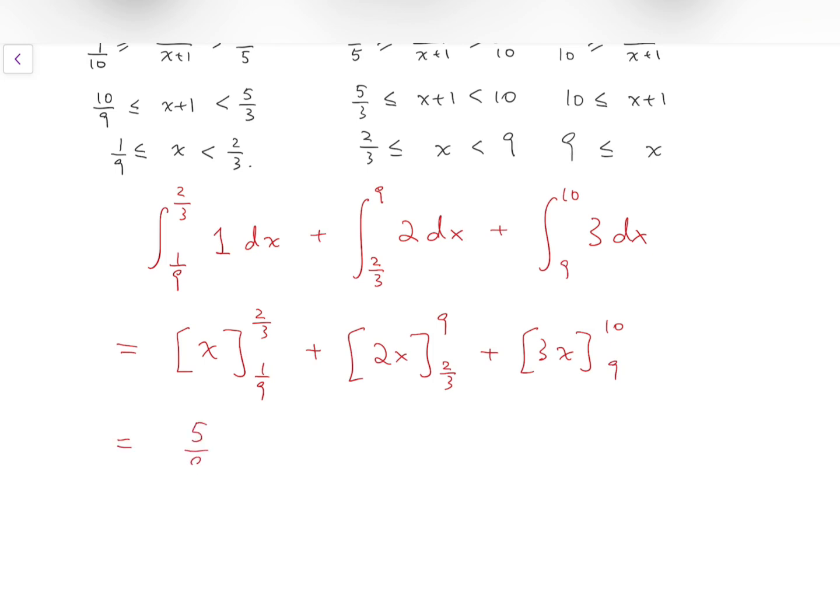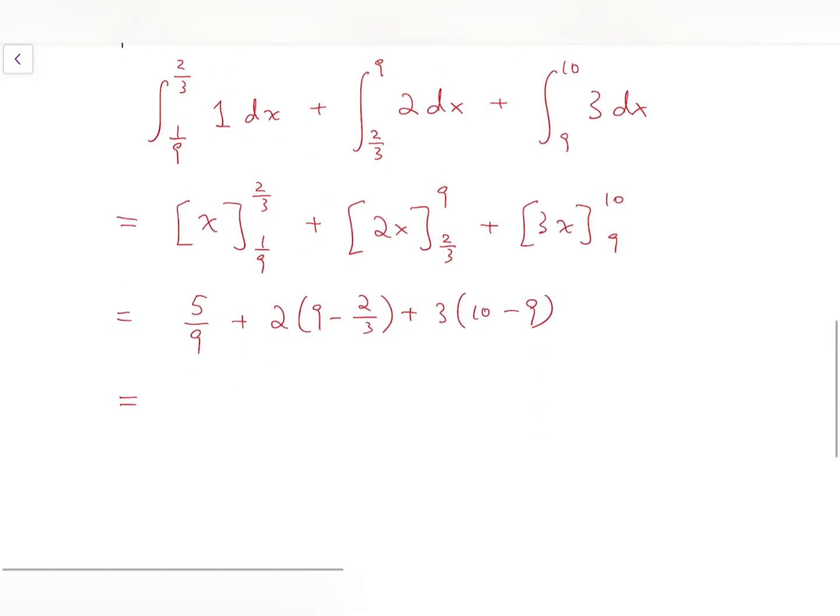Then subtracting, we have 5 over 9 plus 2 times 9 minus 2/3 plus 3 times 10 minus 9. Simplifying, we have 5 over 9 plus 2 times 25 over 3, and that's 50 over 3, so 150 over 9, plus 3 times 1 at the end. So altogether, we have 182 over 9. So this is our final answer.